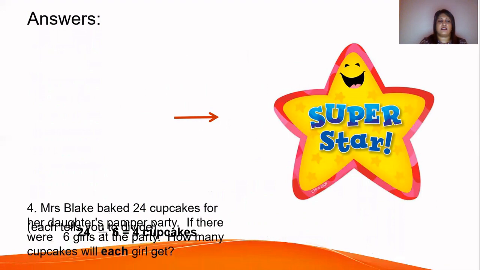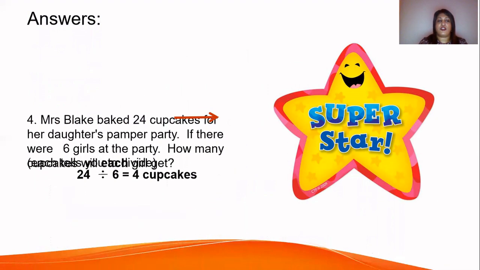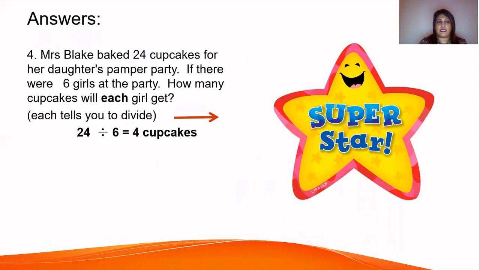The last one says, Mrs. Blake baked 24 cupcakes for her daughter's pamper party. If there were 6 girls at the party, how many cupcakes will each girl get? Now the word each again tells you you've got to divide. If I go back to my clues, my number sentence for this word problem says 24 divided by 6 is equal to 4 cupcakes.